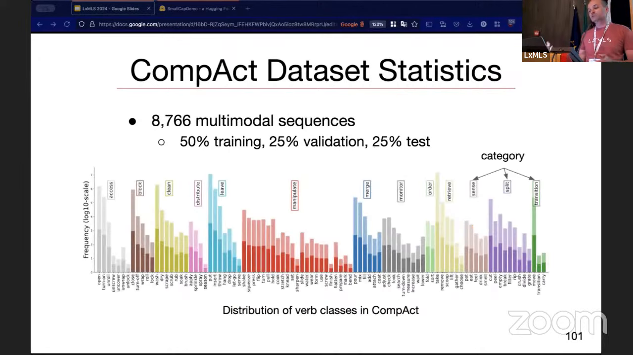And we have nearly 9,000 of these multimodal sequences. This is just an example of how you can maybe think about the data. So we have the frequency of a particular verb. And along the x-axis here, we have all the different verbs.